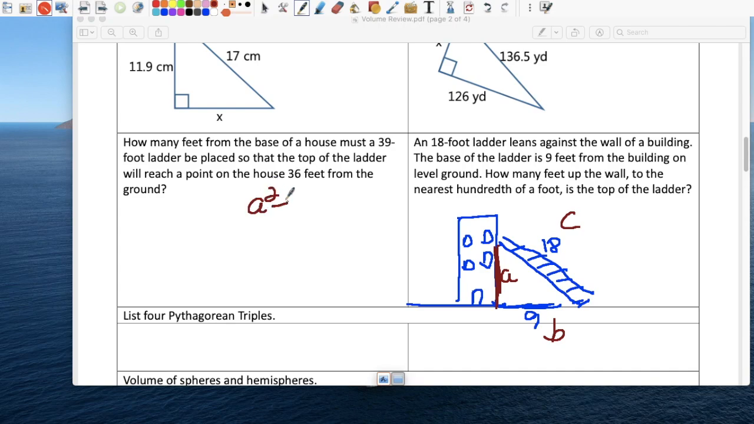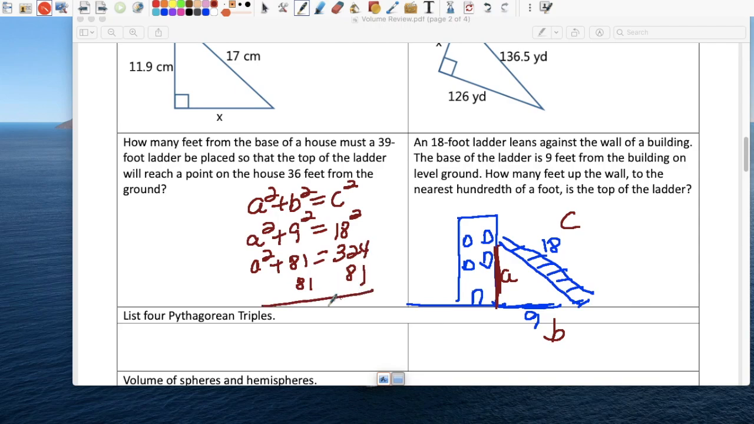A is, I don't know. B is 9, and then C is 18. So A squared plus 81 equals 18 to the second power, which is 324. We're going to subtract 81 from both sides. And we get A squared is 243. Take the square root of that. And A equals approximately 15.59. Okay, round down to the nearest hundredth, so that's the height. All right.